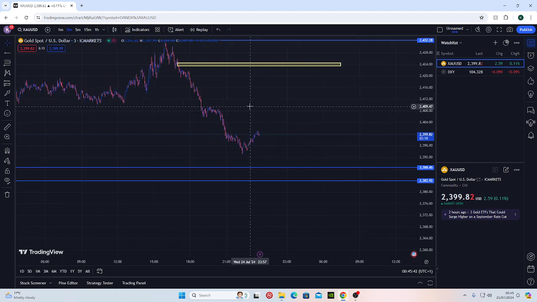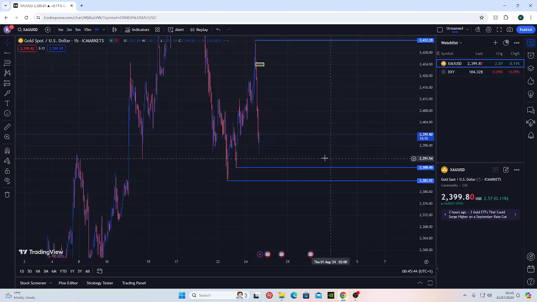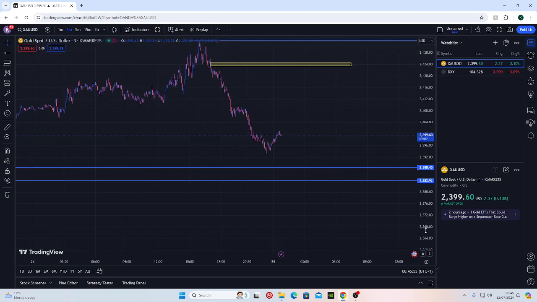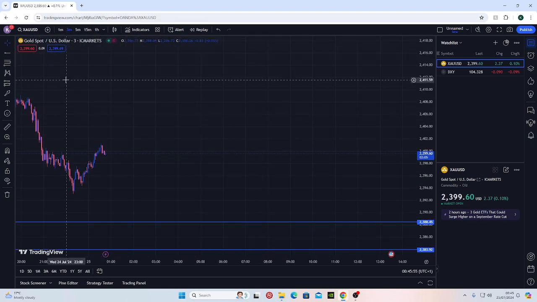But yeah, expect reversals. Go on the 1 hour chart, look for liquidity, wait for price to reverse it, and then you're good. 3 minute entries, best entries you can get. But yeah.